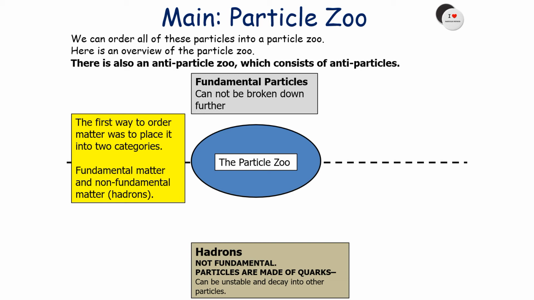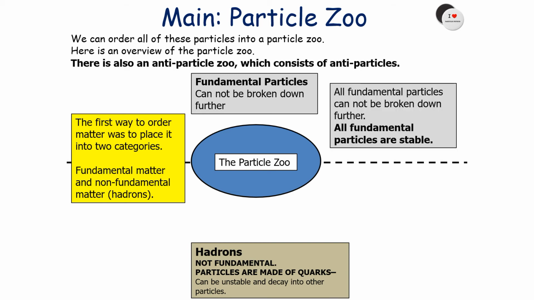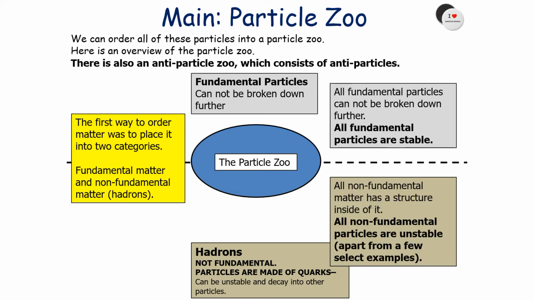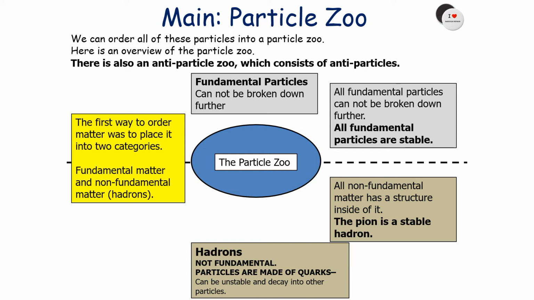There are two main categories of the particle zoo: the fundamental particles, which can't be broken down any further, and hadrons, which are not fundamental particles and are made of quarks. They can be unstable and can decay into other particles. All non-fundamental matter has a structure inside of it, so all non-fundamental particles are unstable apart from a few select examples. The proton is a stable hadron. The pion is a stable hadron.